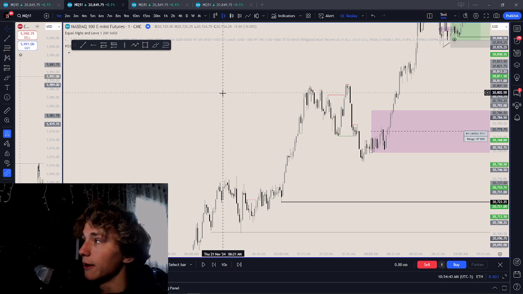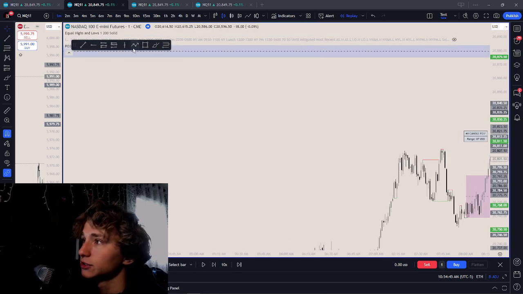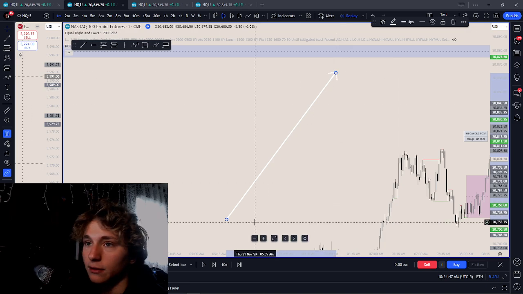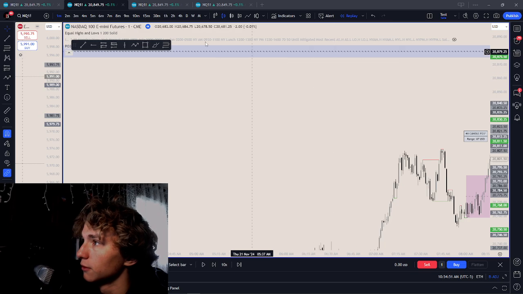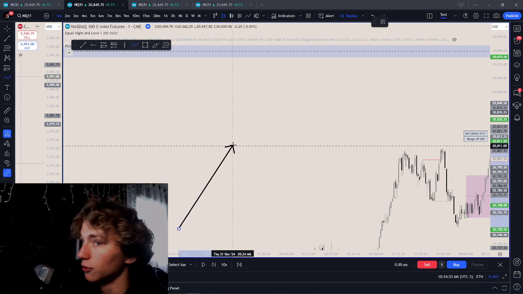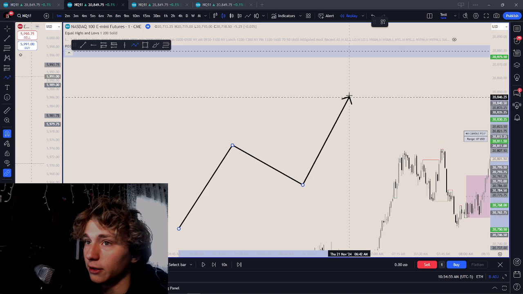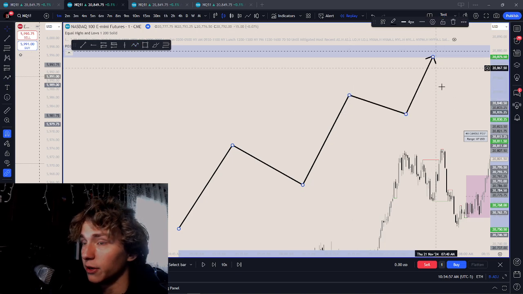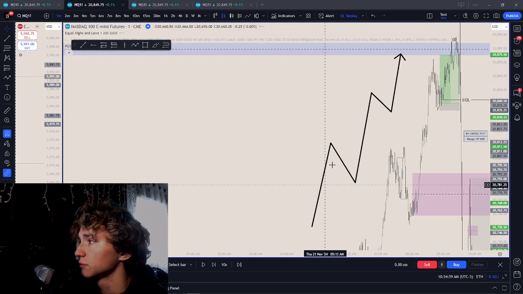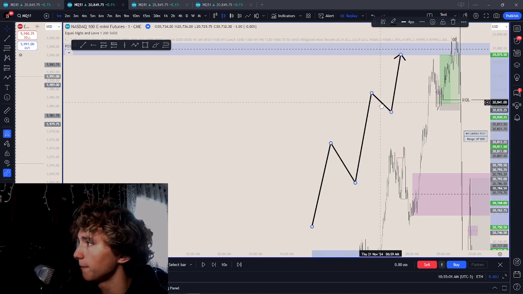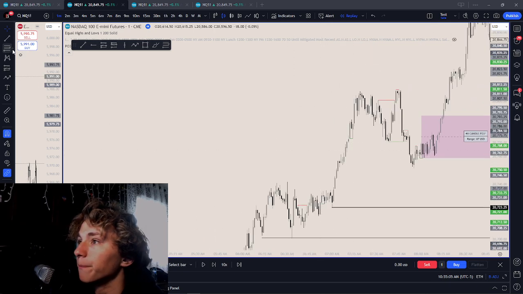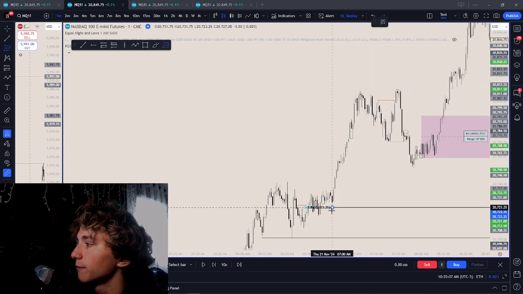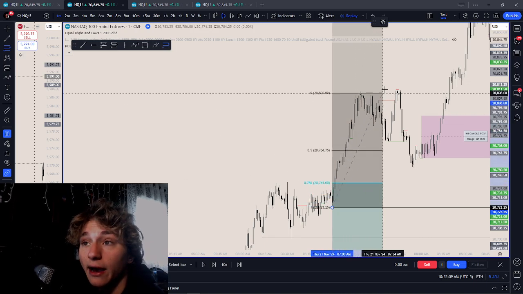Think about it this way. When you buy Apple, Apple doesn't just go straight up, right? If it did that, it would just be free money. Apple moves more like this. Apple goes up, it goes down, it goes up, it goes down. But at the end of the day, it continues going up, right? Same thing with equilibrium. We take the low, we take the high.